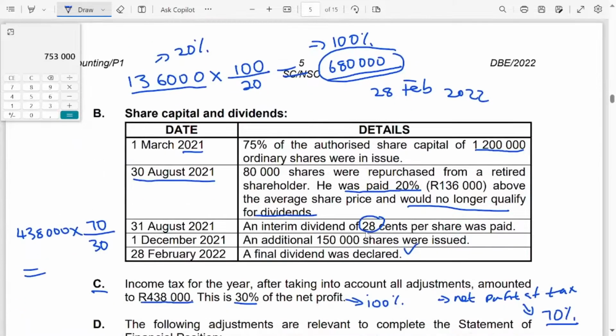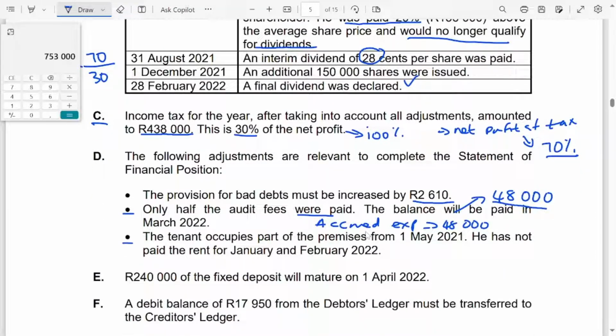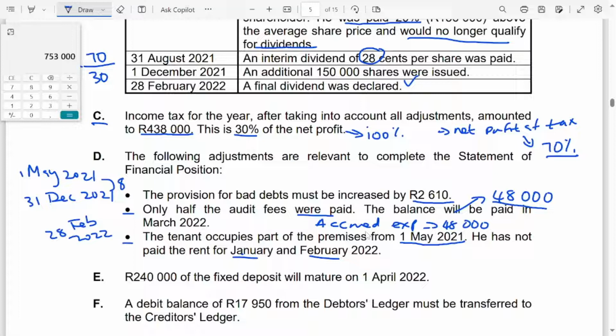Let's continue. Point number 3. The tenant occupies part of the premises from the 1st of May 2021. Remember, the year ends on 28 February 2022. So we're going to start counting from the 1st of May 2021. They are saying he has not paid the rent for January and February. So he paid the rent only from 1 May 2021 to 31 December 2021. He paid for how many months? May, June, July, August, September, October, November, December. That is 8 months.